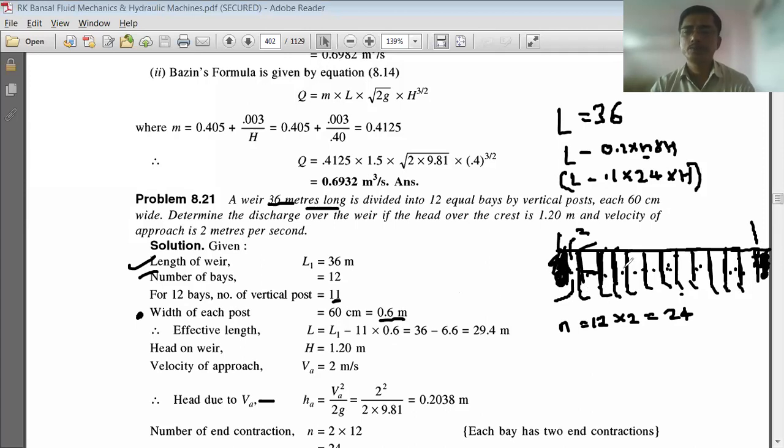याच्यामुळे काय होईल, ह्या पोस्टमुळे टोटल जी लेंथ आहे इफेक्टिव्ह लेंथ कमी होईल वियरची, कारण याची विड्थ जी आहे तेवढी विड्थने आपल्याला काय करावं लागेल, विड्थ मल्टिप्लाय बाय नंबर ऑफ पोस्ट. सो L1 इज इक्वल टू L इज इक्वल टू L1 म्हणजे 36 टोटल लेंथ दिली 36 मायनस 11 into width, that is 0.6. So 36 minus 6.6 is equal to 29.4. एवढ्या मीटर लेंथ मधूनच पाणी या ठिकाणी फ्लो होतंय. So this is the effective length L. Have you got this point?